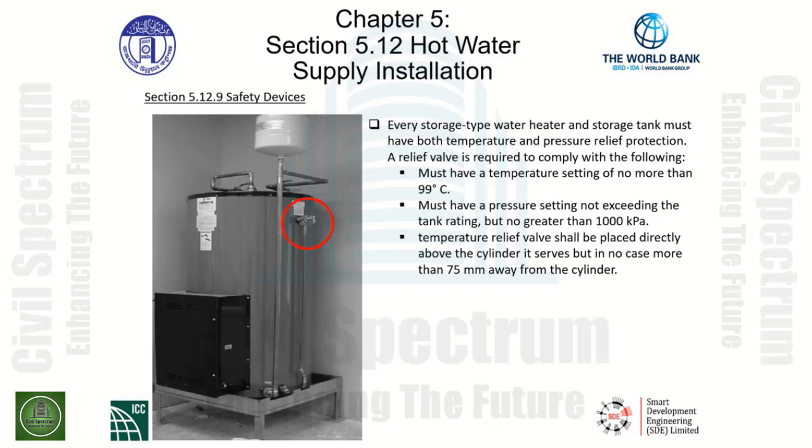Many manufacturers have ports and installed temperature and pressure relief valves on the storage type water heaters as part of their testing and standard requirement. As seen here, we have a manufactured storage type electrical water heater that has been manufactured in accordance with standards and has a factory installed temperature and pressure relief valve installed on the storage type water heater.